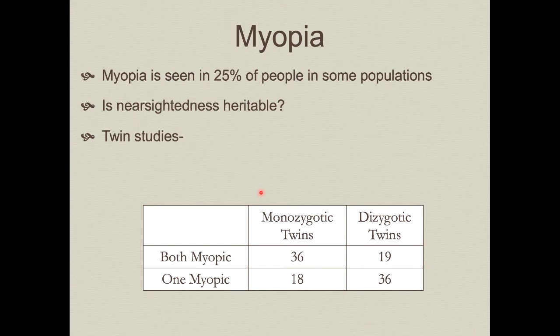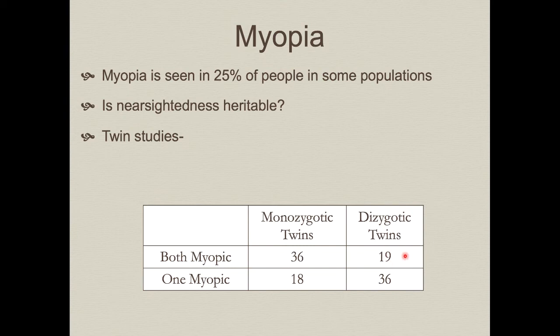If you look at monozygotic twins, you would expect both of them to be myopic more often than one of them being myopic. And that's exactly what you see. But it's still only 2/3 this way, 18 versus 36. So there's still quite a few of them where they're identical twins, but only one of them is nearsighted. So that tells you that there could be some environmental component.